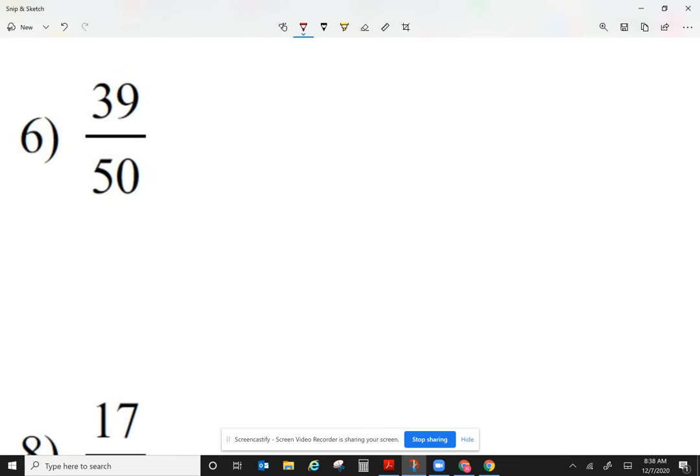All right, let's take a look at another example. 39 over 50. I want the number at the bottom to be a 1 with zeros, so either 10, 100, 1,000. I could divide it by 5 to make it 10, but whatever you do at the bottom, you have to do at the top. 39 divided by 5 is not going to be nice. Another thing I can do is multiply this by 2. 50 times 2 is 100. So let me multiply top and bottom by 2. At the bottom I get 100.